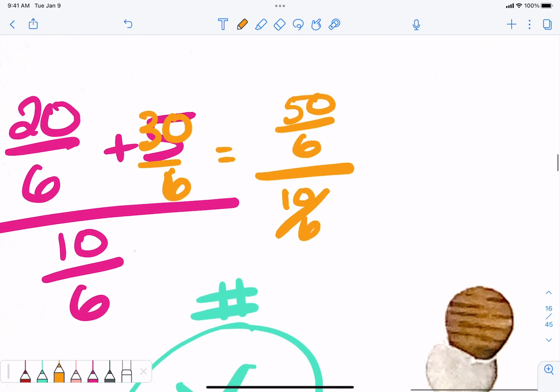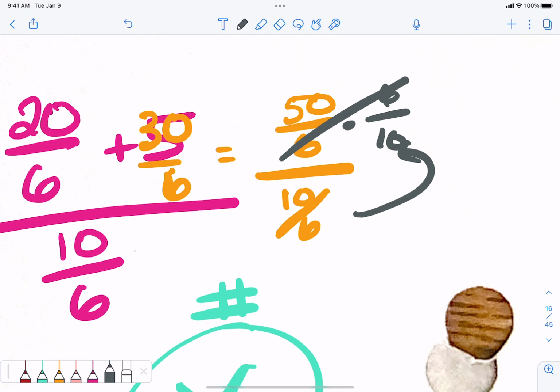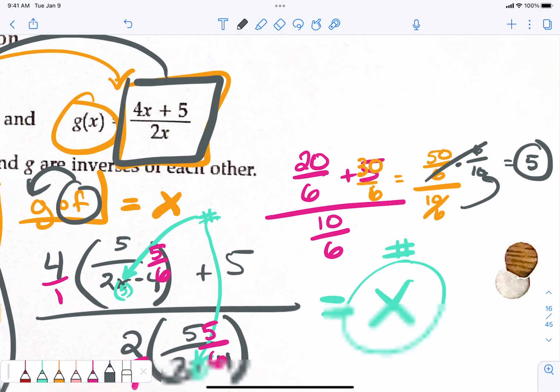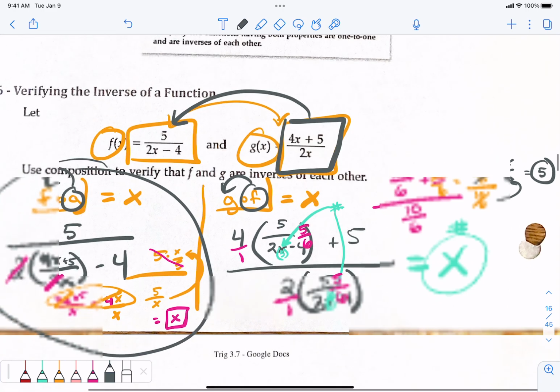It's 50 over 6 times 6 over 10. The 6's cancel. What's 50 over 10? 5. Boom. Check. So we just didn't do that the way that they wanted us to, but we did it by plugging numbers in. That's totally legit. That's fine. So what would have happened is that would have come out to be x, right?